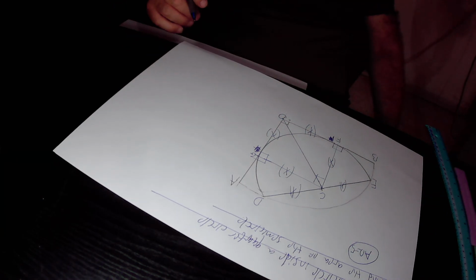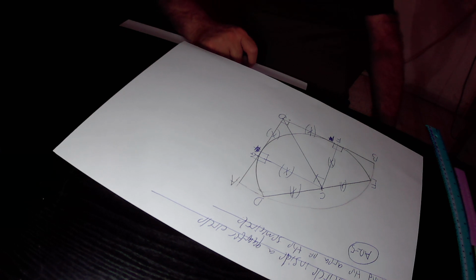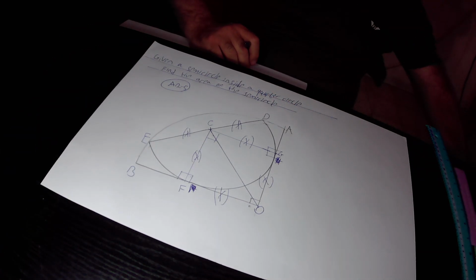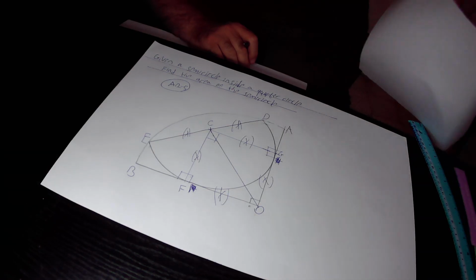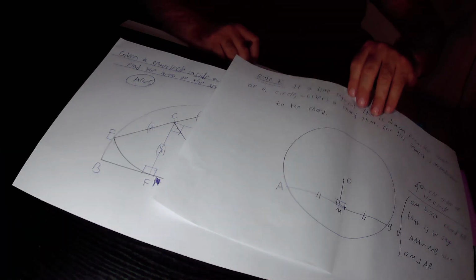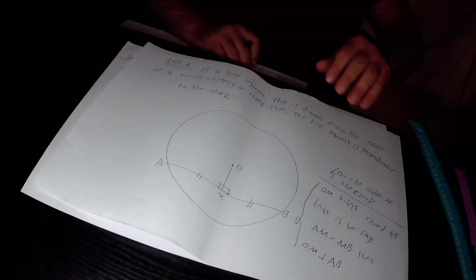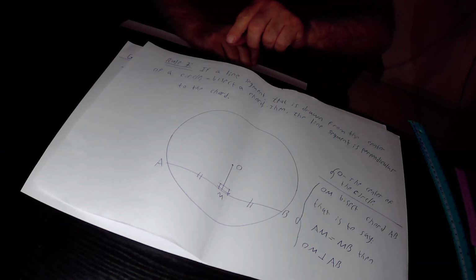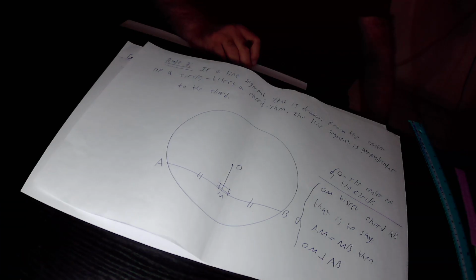Here we can implement rule 7. I'll repeat quickly on rule 7. According to rule 7, if a line segment that is drawn from the center of the circle bisects the chord, then it will be also perpendicular to that chord.